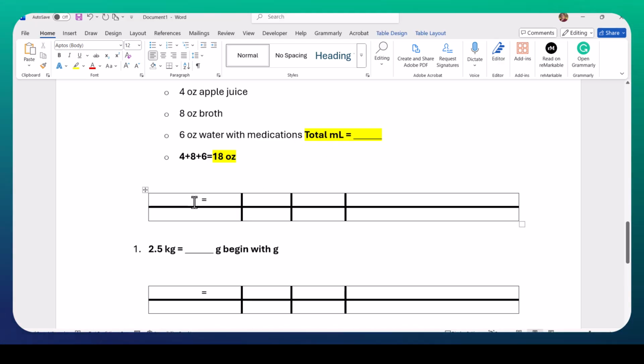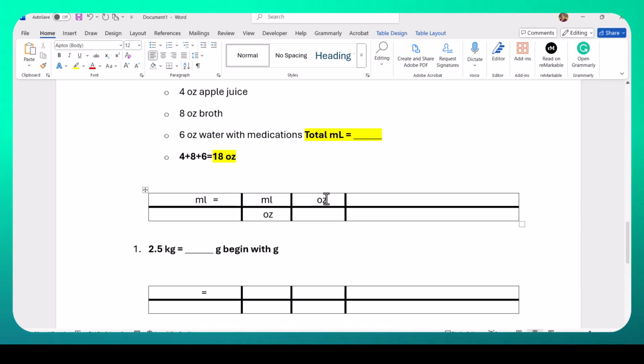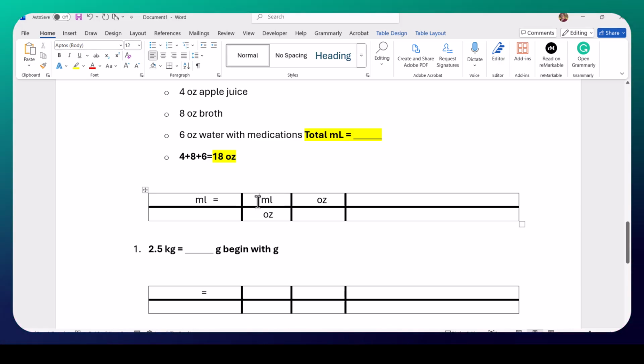All right, they asked us to put it in milliliters. So again, milliliters equals milliliters. Milliliters is on the left, milliliters is on the right. This one again is going to begin with a conversion factor. It doesn't always happen that way. Ounces on the bottom, so ounces is going to have to be on the top of this one. Conversion factor: how many milliliters are in an ounce? 30 milliliters is in 1 ounce.